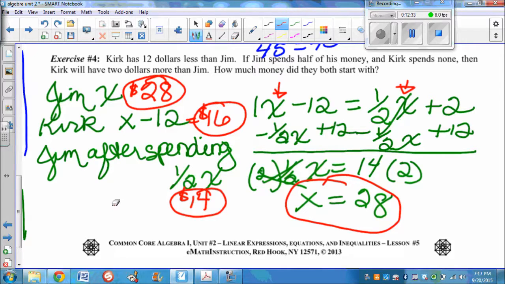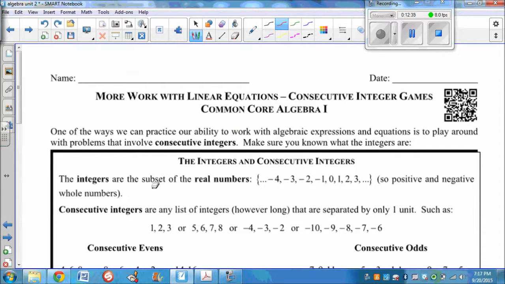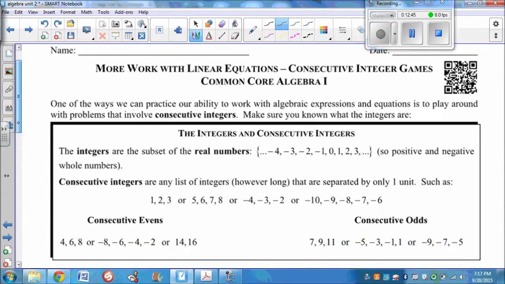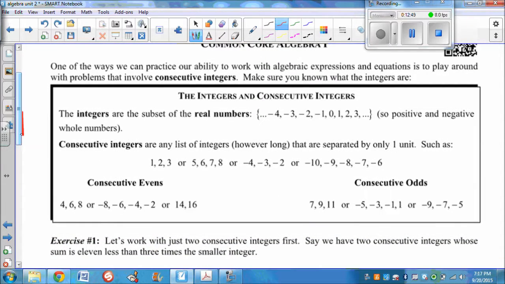So let's flip ahead a couple pages to consecutive integer games. I don't know why they call it games. I wouldn't say that it's games, but it's certainly so much fun. So here we go. Ready?